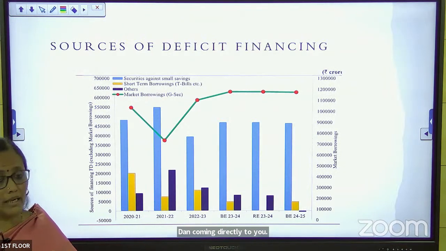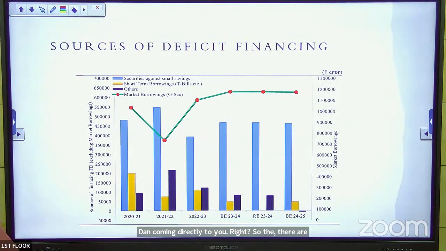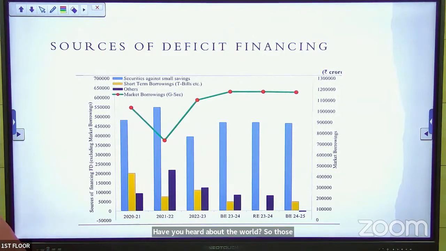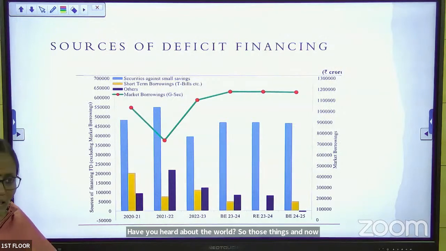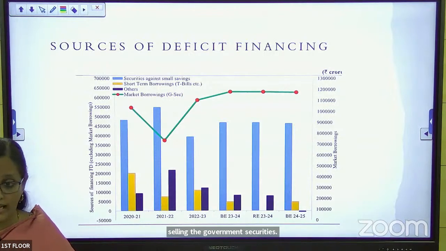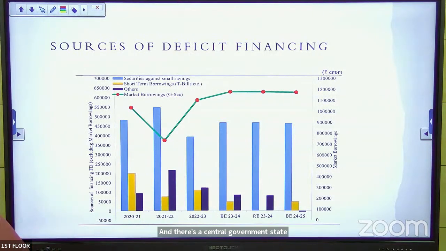So there are concepts which are being called crowding out of the private sector. Have you heard about the words? Those things will not happen when I go to the NSSF asking for the money, instead of coming directly to you and then selling the government securities. And this is central government. State government also has its capability to come and sell the securities.